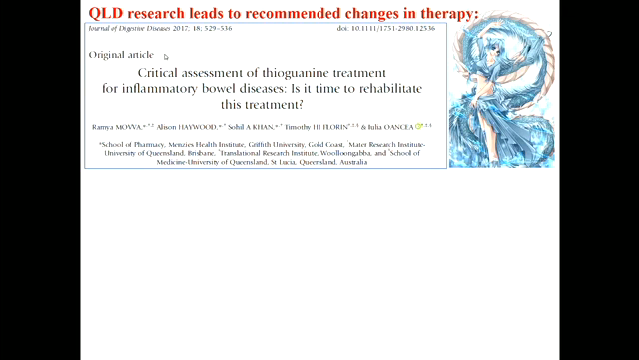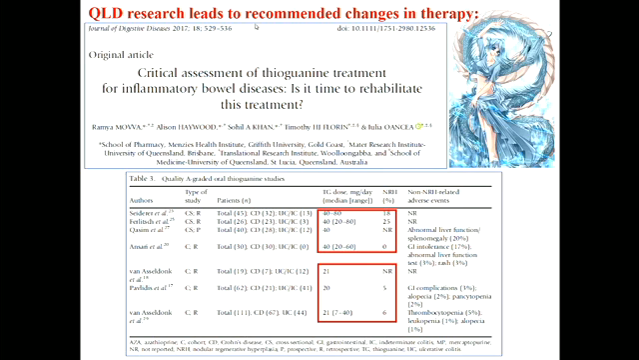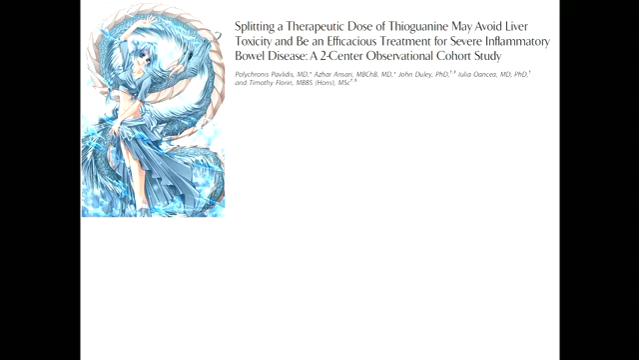So here's a critical assessment. This was in 2017, just last year, an important paper in Journal of Digestive Diseases, looking at treatment of inflammatory bowel disease, but it can be used for leukemia as well. Is it time to rehabilitate thioguanine treatment? It looked, amongst other things, at other studies that people published in the past and found they gave these high doses, 40 to 80 milligrams of thioguanine, produced a lot of toxicity here, but when you lowered the dose to half, then the number of patients who experienced toxicity dropped off rapidly. So that was published, splitting a therapeutic dose, a simple thing.